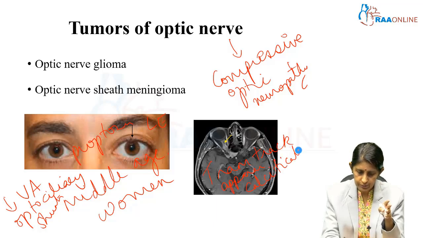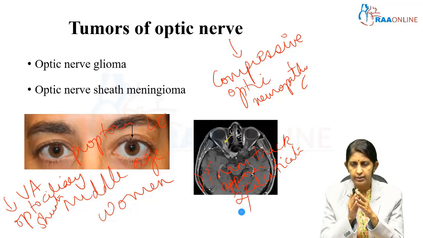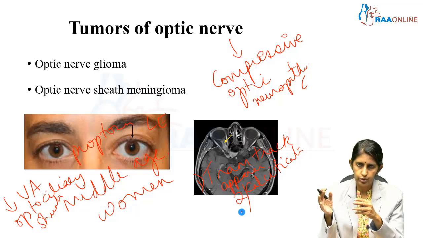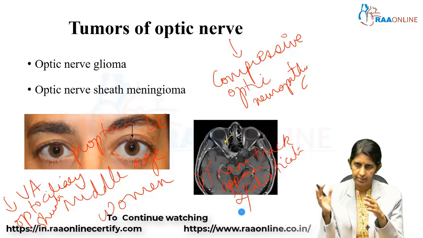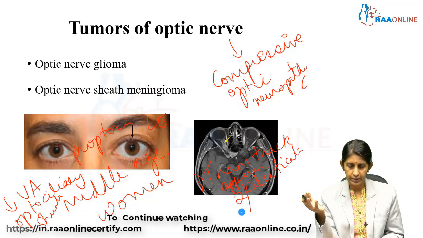So these are the two features. One is tram track appearance and the second is calcification. These are the two features we need to look for in a patient who has optic nerve sheath meningioma. CT is also one of the preferred investigations in patients with orbital defects. But the difference between CT and MRI is that MRI will tell us about the soft tissue lesions better, whereas CT will tell us about the bony lesions better.